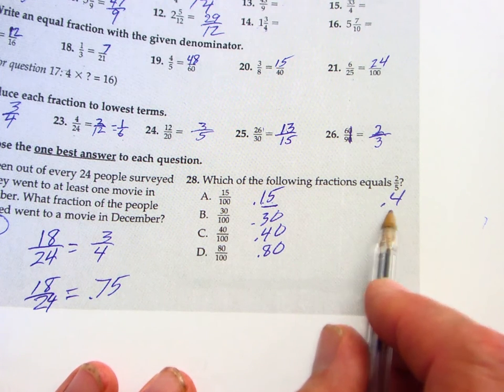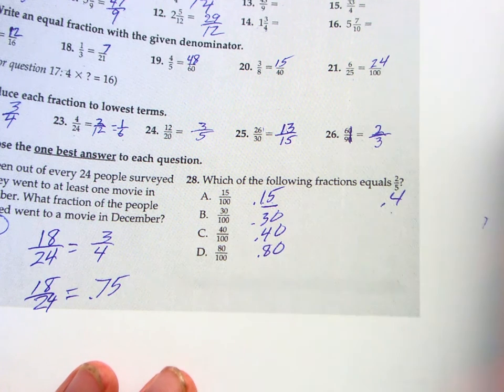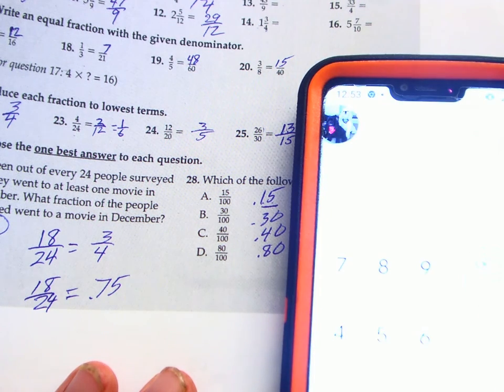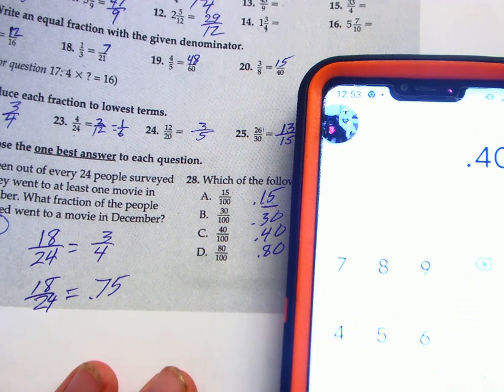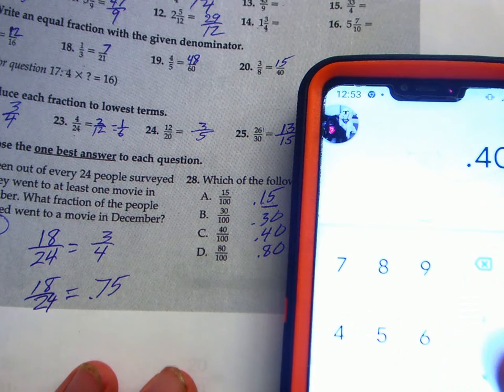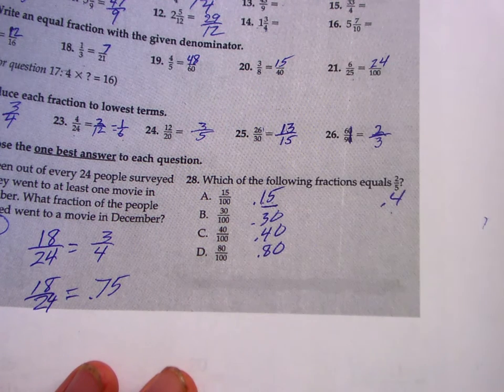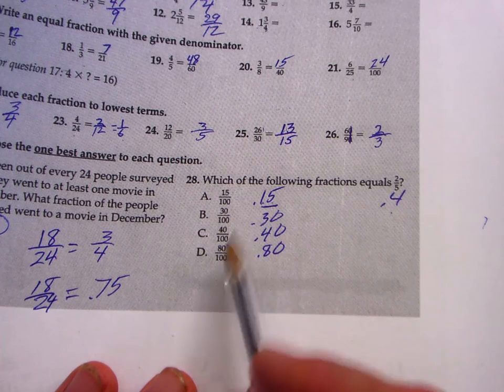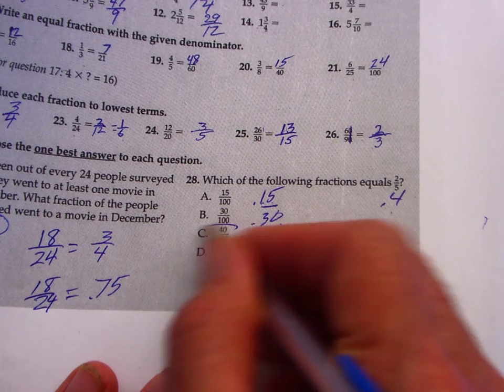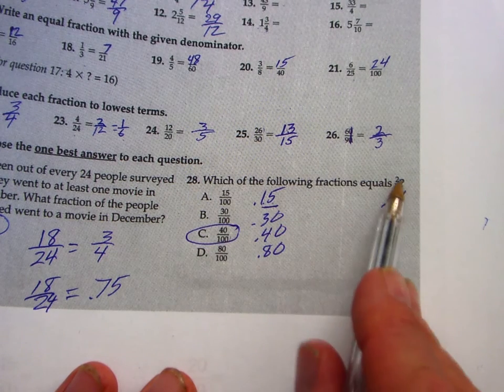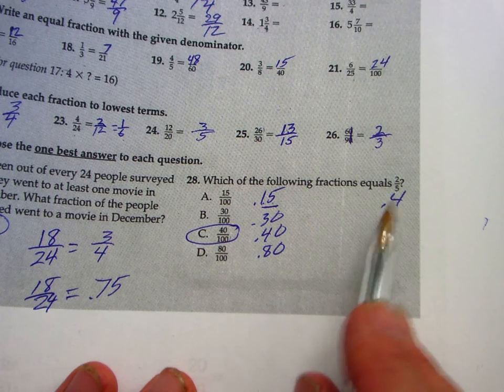Can you guess? This one, right? Let's see if that's right. Clear. 0.40 equals 0.40. Let's divide it by 1 and see what it says. Equals 0.4. Well, there it is, 0.4. Anyway, this one's the same. 40/100 is the same as 2/5 because 2/5 is 4/10.